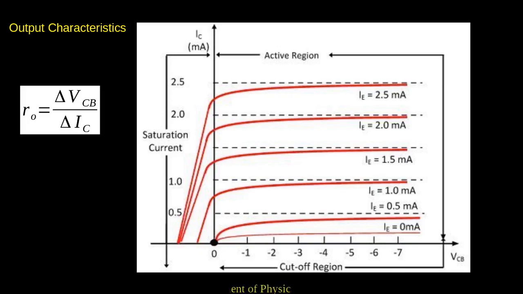Now we can summarize the characteristics of common base configuration. In common base configuration, input resistance is very low, that is 20 ohms. The output resistance is very high, that is 1 mega ohm. The input current is IE, the output current is collector current, that is the IC. The input voltage is applied between emitter and base, whereas the output voltage is taken between collector and base.